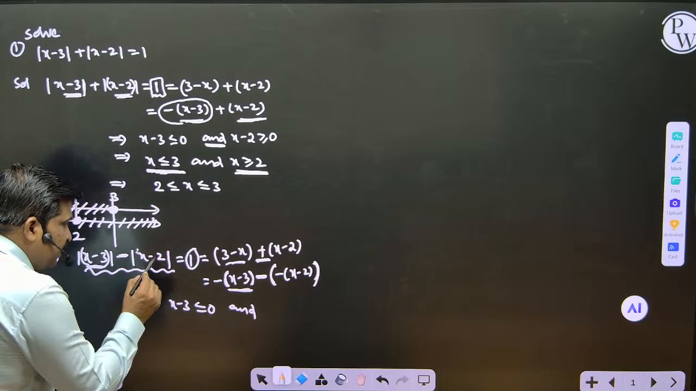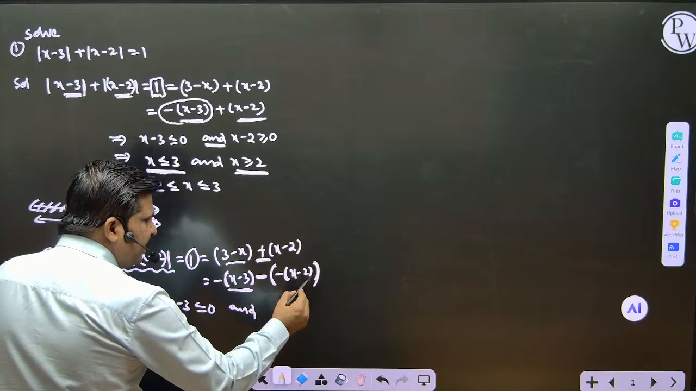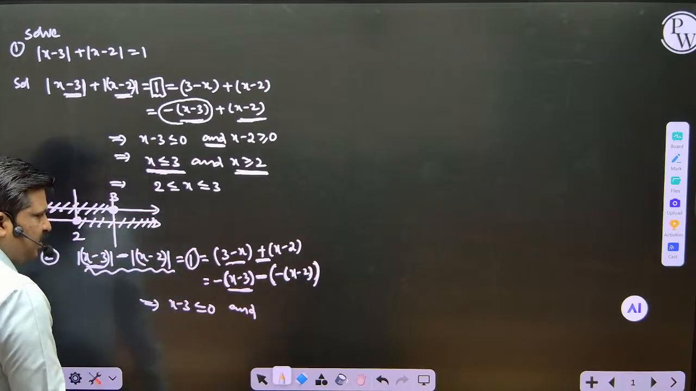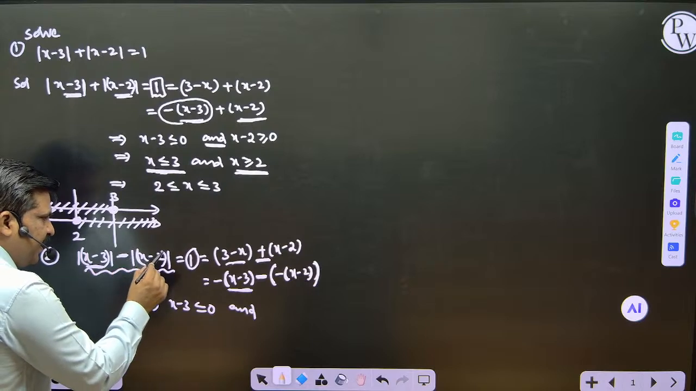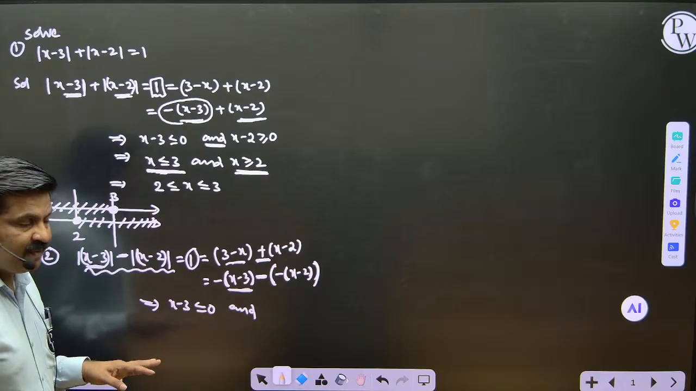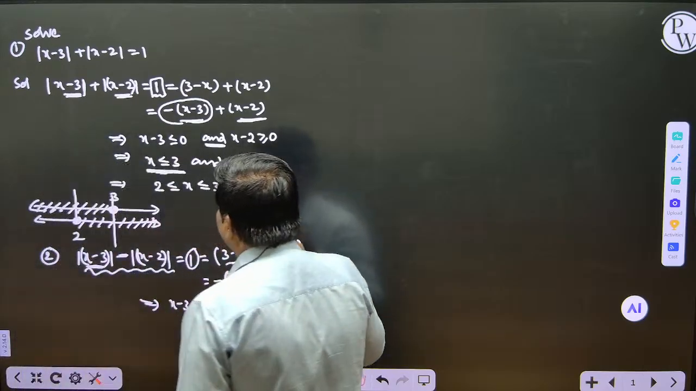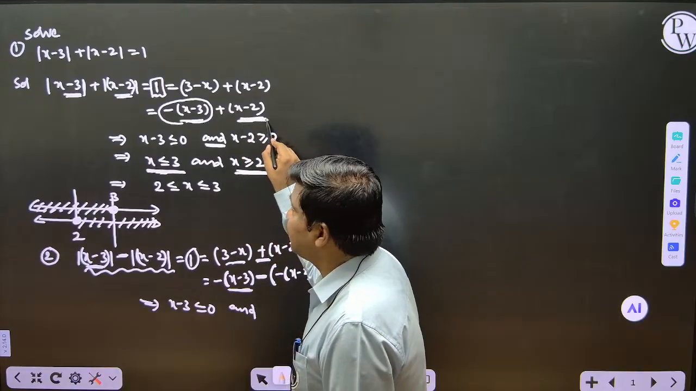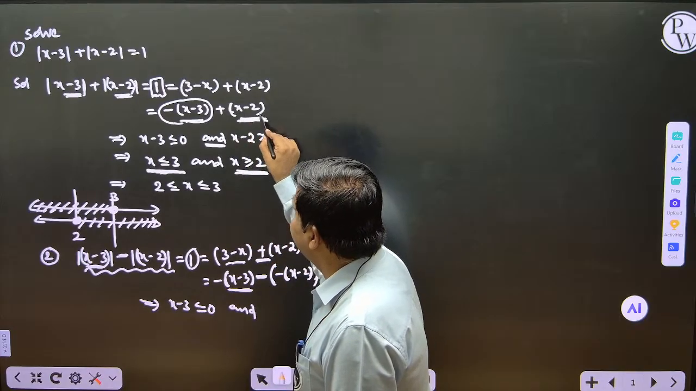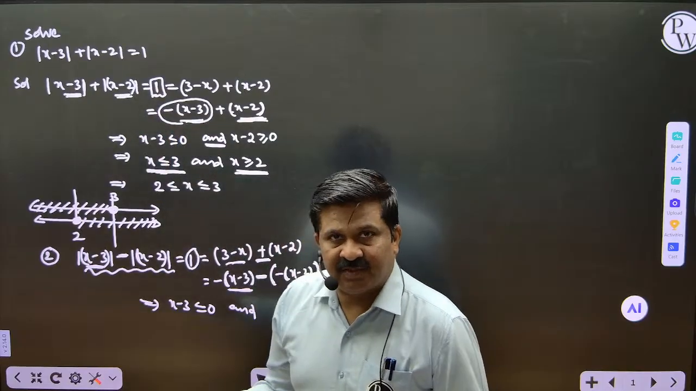This modulus of x minus 2, I also got minus of x minus 2. So what does it mean? Inside it may be negative or 0. If you write it as it is, see, here I have written as it is, or not? Here I have written as it is, which means inside the modulus may be positive or 0.